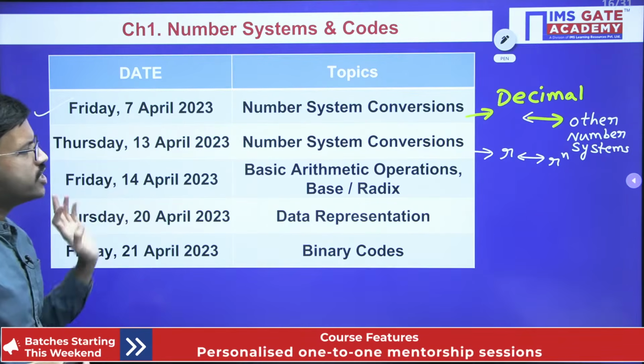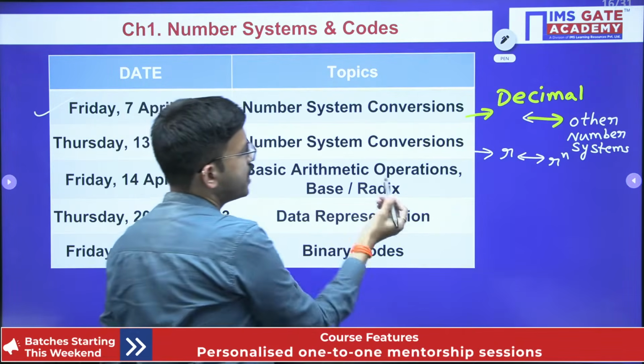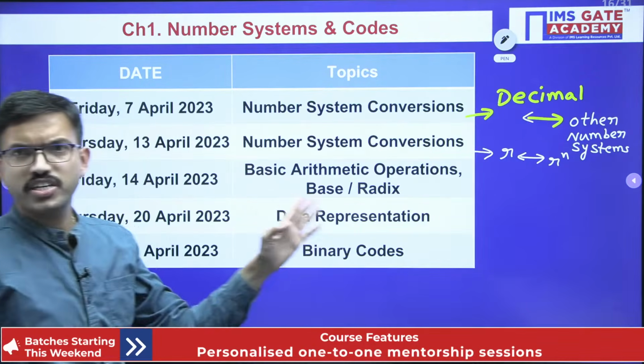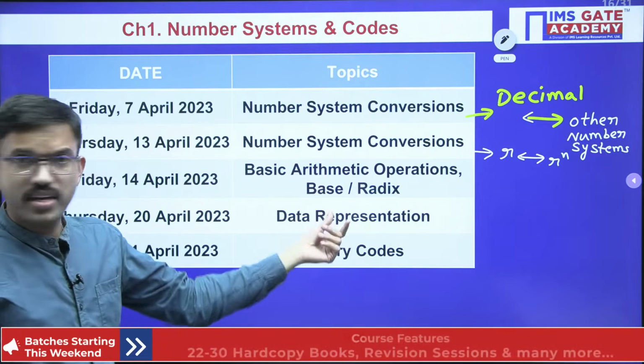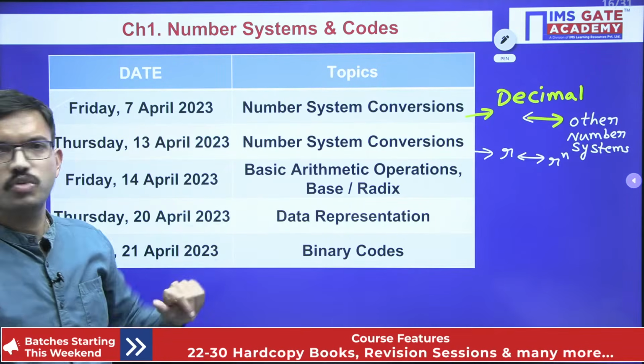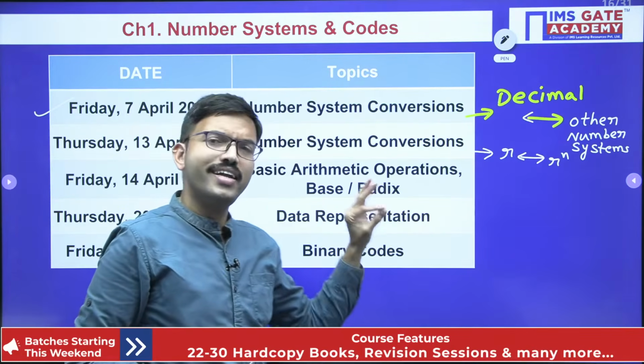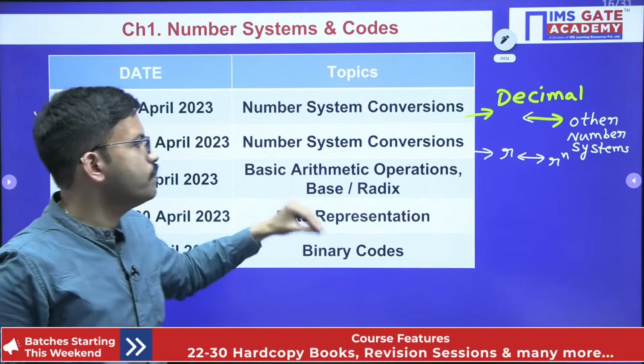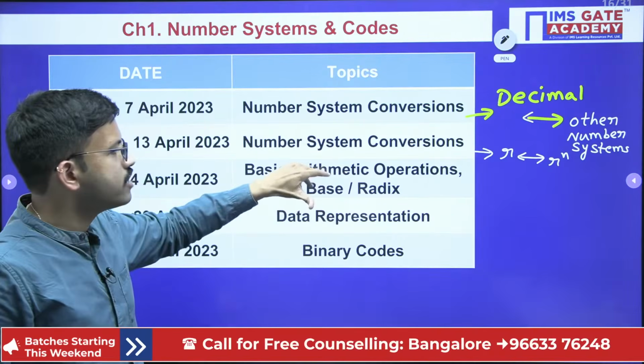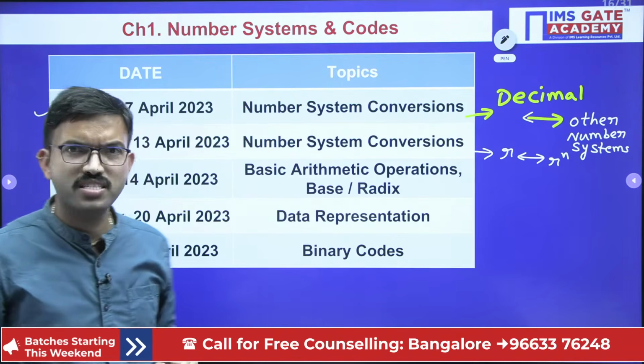Then on 14th April, we will discuss basic arithmetic operations like addition, subtraction, and then how to find the base or radix. This is a very, very important topic. Generally it is important for all the branches, and it is even more important for the CS branch. You will get a variety of GATE questions from this particular topic, base or radix.